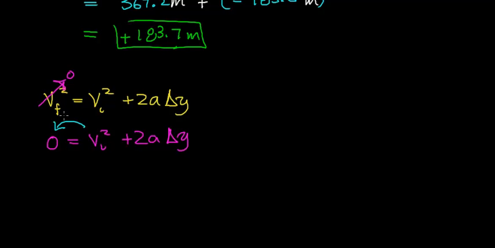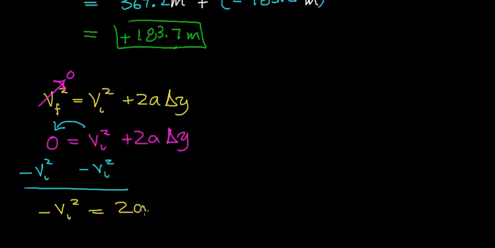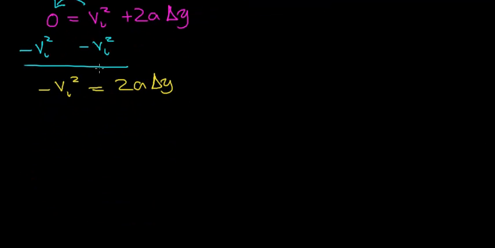Now in this case, we're going to move this squared term over to the other side, so we're going to subtract v initial squared from both sides. What you do to one side of the equation, you do to the other. So you'll get negative v initial squared equals 2 times the acceleration due to gravity in this case, times the maximum height that this object reaches. Now what you're going to do is divide both sides by 2 times the acceleration, in this case the acceleration due to gravity. So what you do to one side, you do to the other.